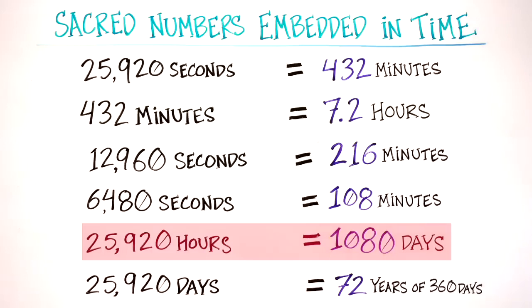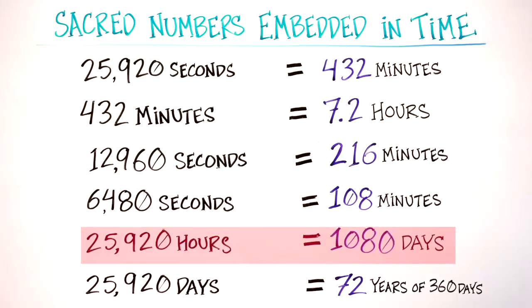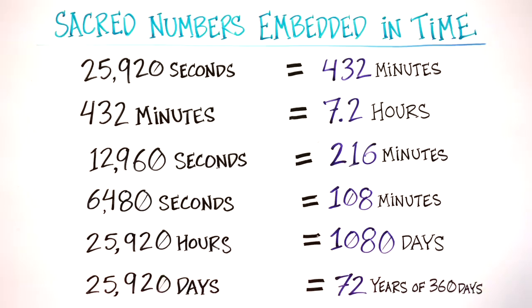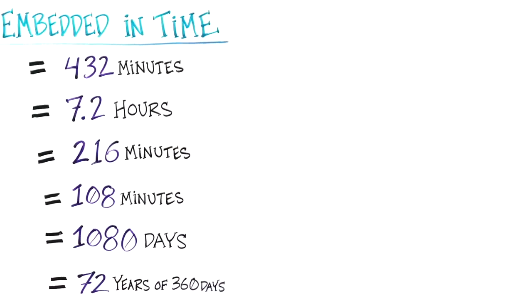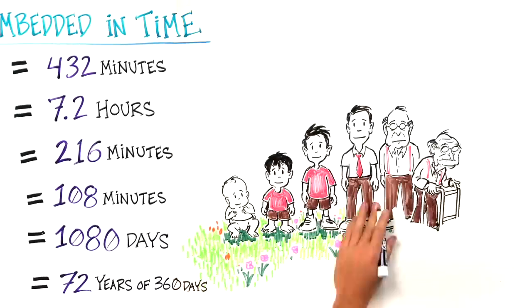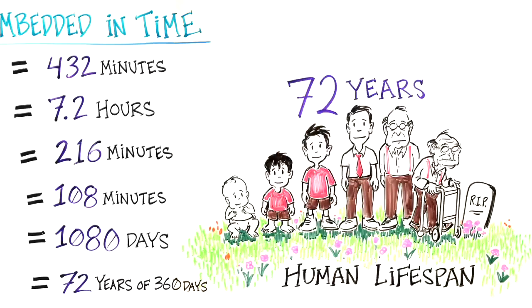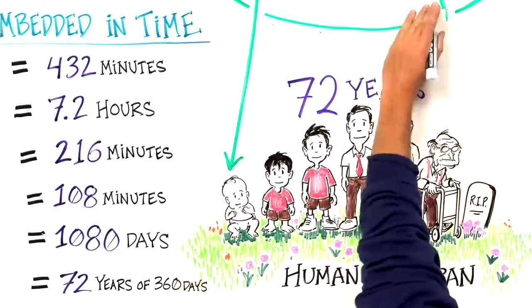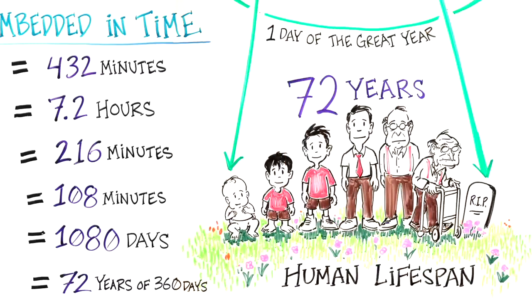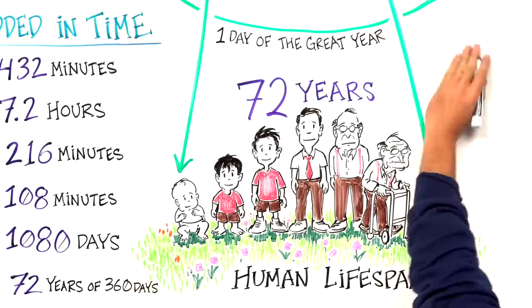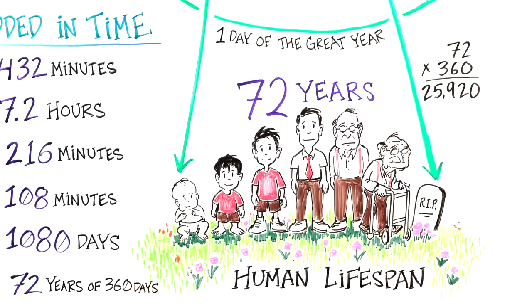25,920 hours in turn is 1,080 days. And 25,920 days is equal to 72 years in the sacred calendar. Which is interesting, because I think most determinations of the average human lifespan right now in history is about 72 years. So you could think of a human lifespan as being equivalent to 1 day of the great year. There's an interesting proportional relationship going on there between the total precessional cycle of 25,920 years and one human lifetime.